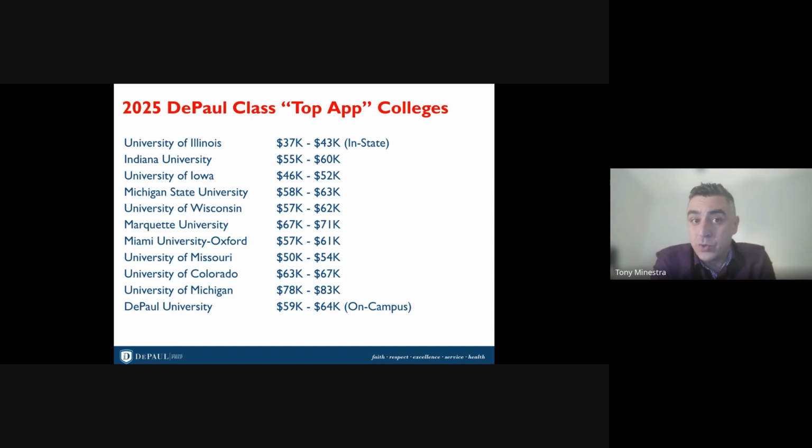Your other schools, your public universities, you'll notice many of them are 60 to 80% more expensive, and in the case of Michigan, double the cost of U of I. You're paying out-of-state rates to go to an out-of-state public school. DePaul I have listed there. That's an on-campus cost at DePaul, so that includes your housing and your meal plan. But this kind of gives you a sense of what the range is of our top application outcomes for our current seniors.